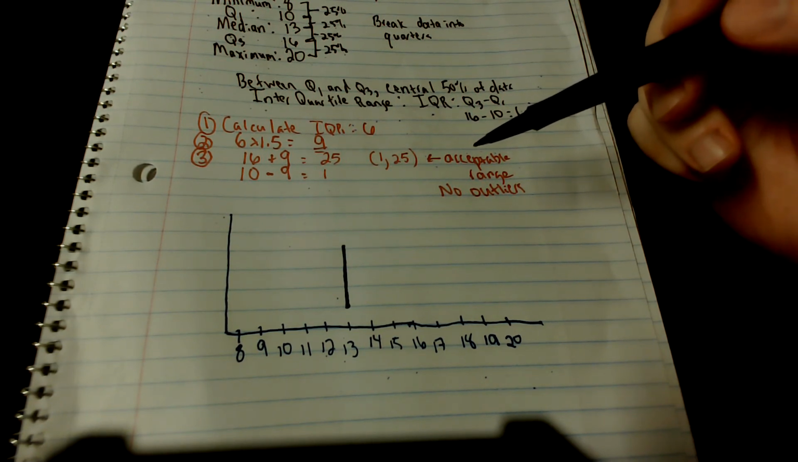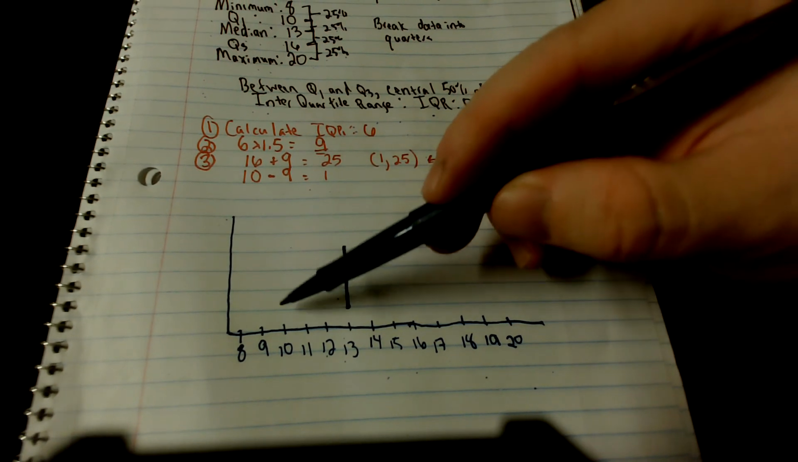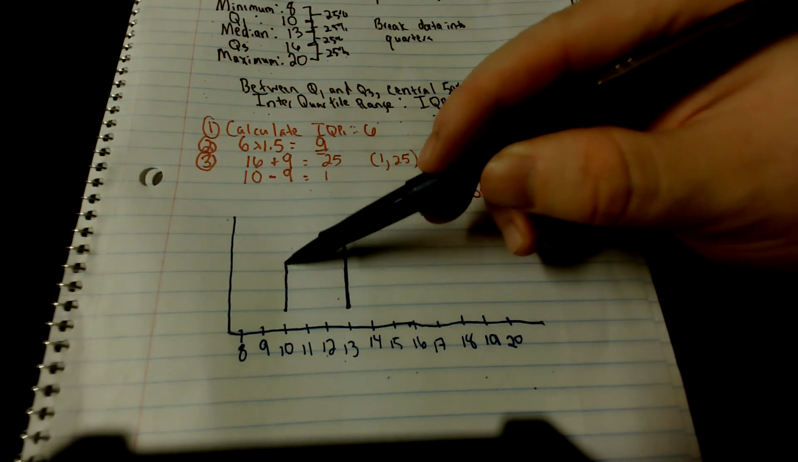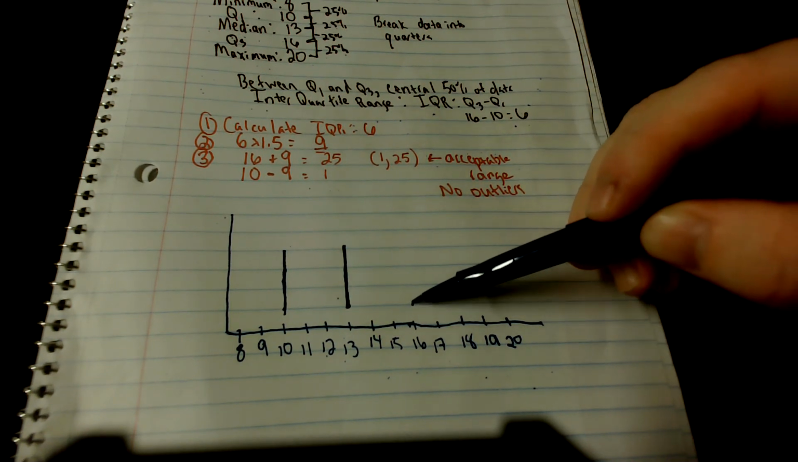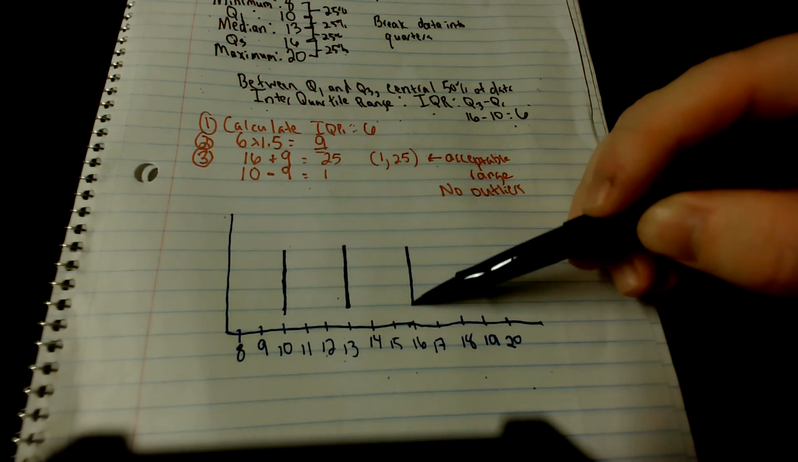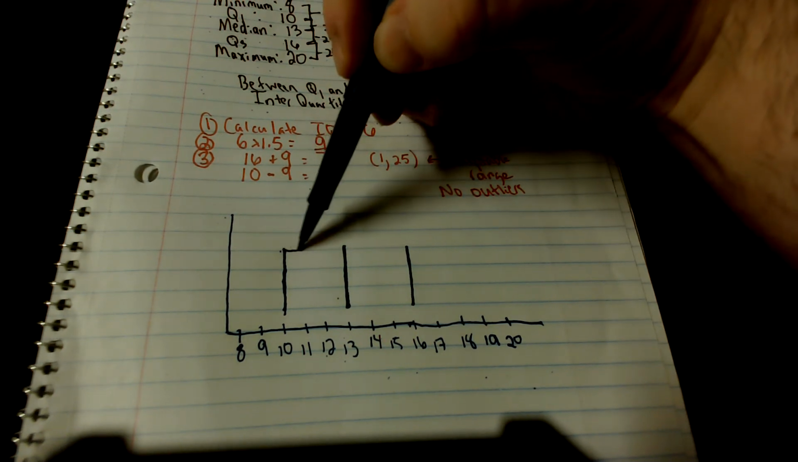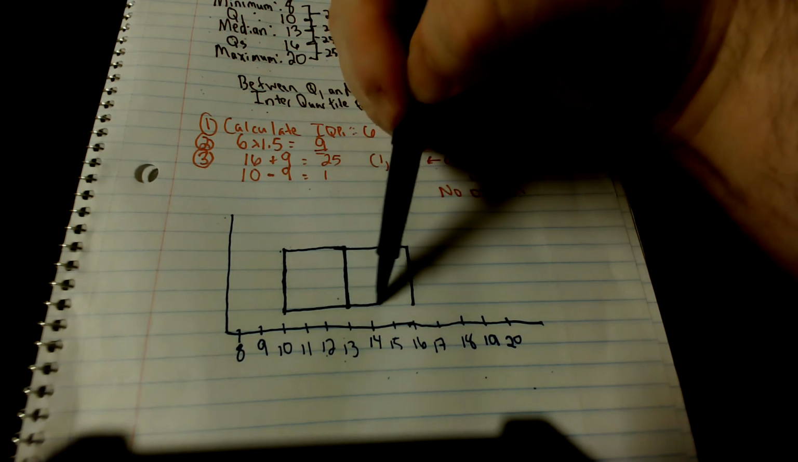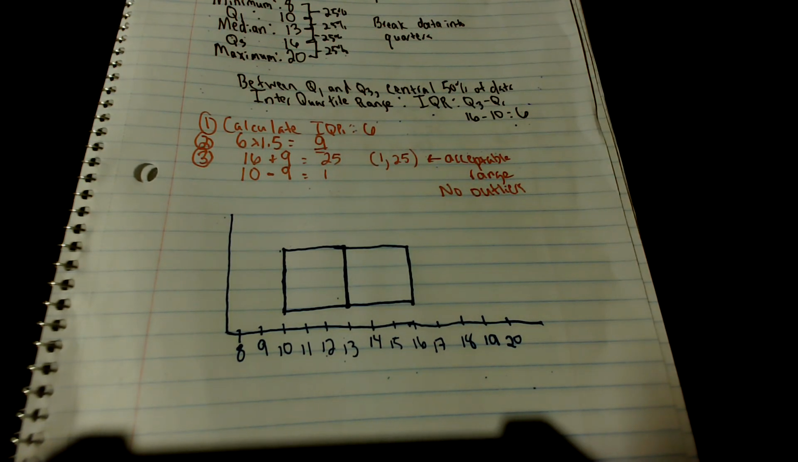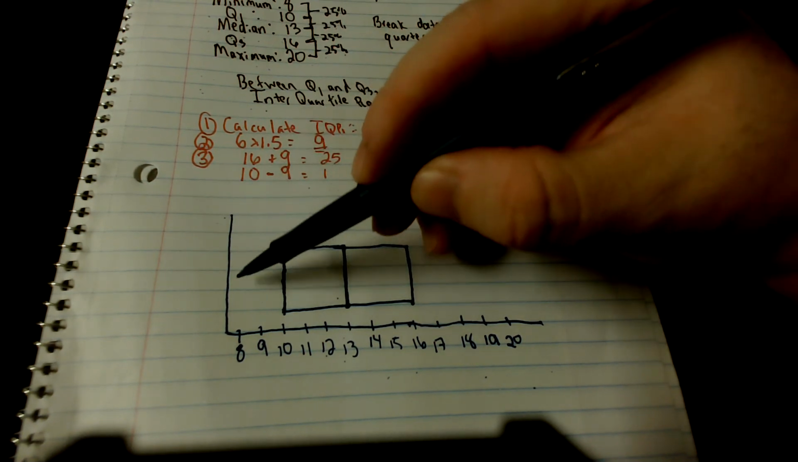Then I'm going to go with Q1 and Q3. Again, those are going to be vertical lines, and I want to make them the same size as my median. Then I'm going to connect all three, just like this, to create the box. And now, for my minimum and maximum, I'm going to put points.